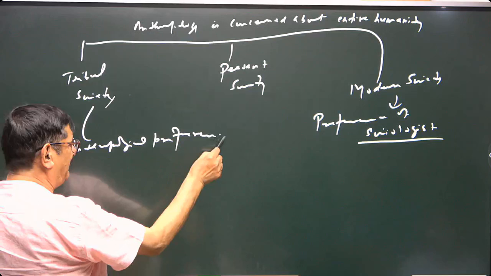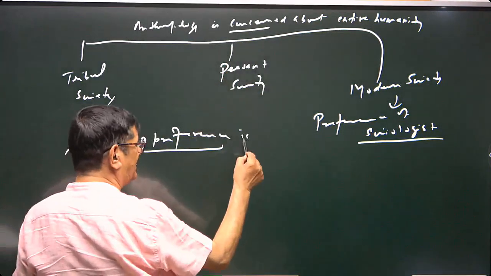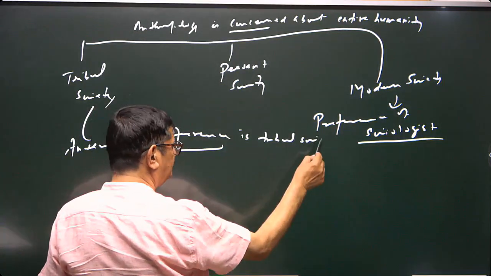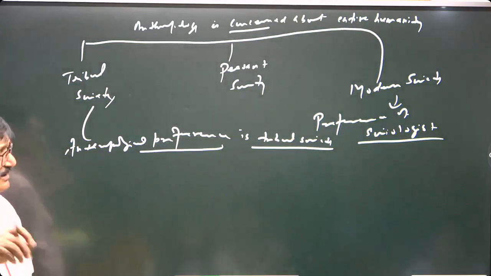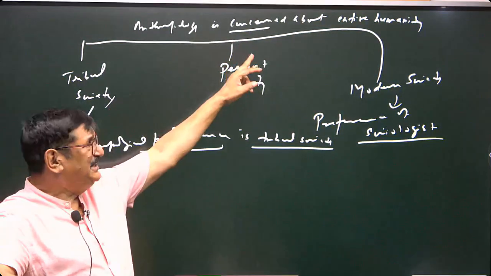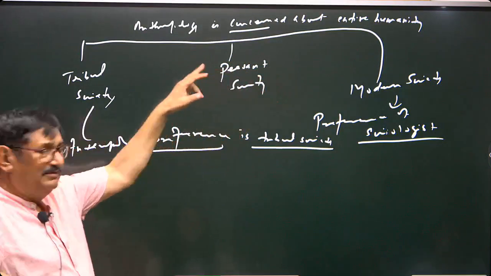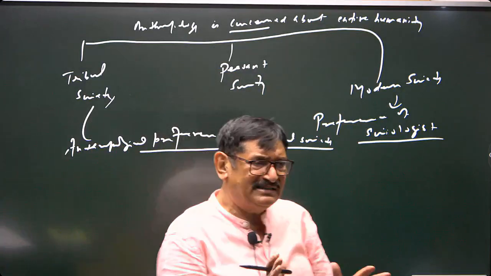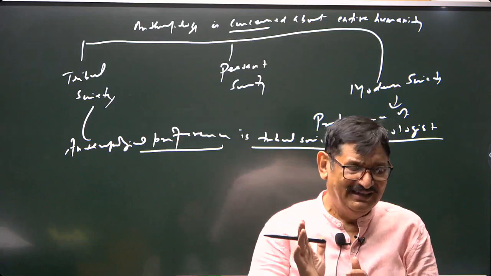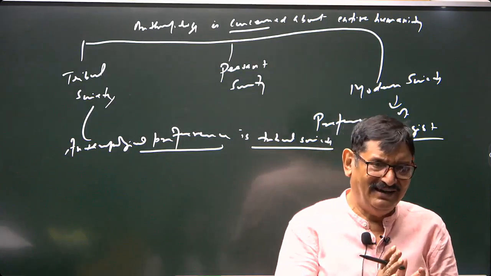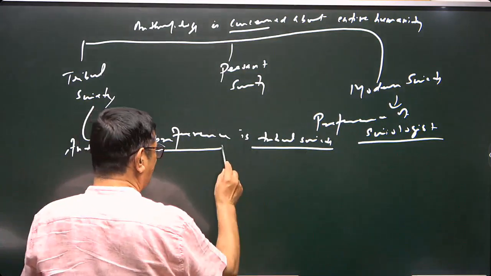Anthropological preference. I have used "concern," and now I am using "preference": tribal society. You see the word I have used here, concern. Anthropology is concerned about entire humanity. For example, if a person has three sons, he is concerned with all, but the one who is good in study, he prefers. So preference is another thing. Anthropological preference is tribal society.